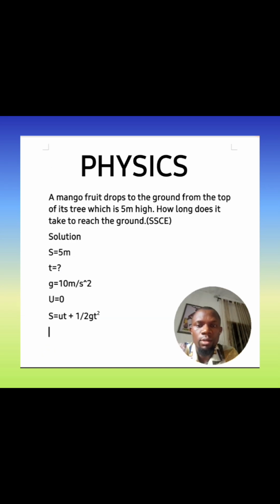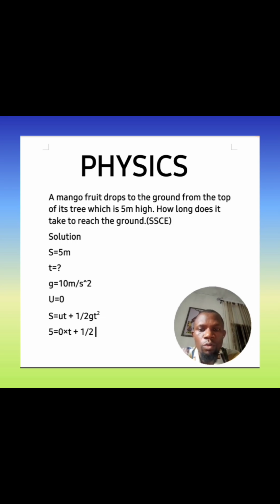What am I looking for? My time taken. So my s is given as 5, which is my distance, equals my initial velocity, which is 0, times t, plus half.